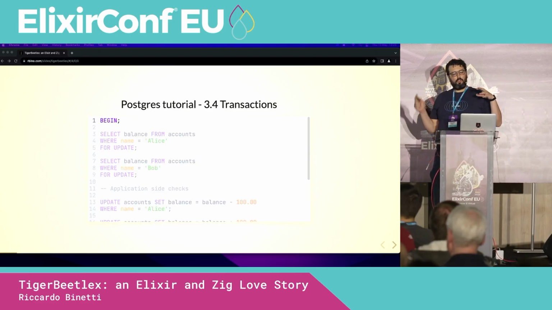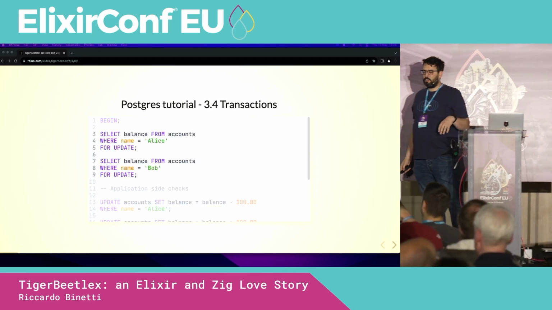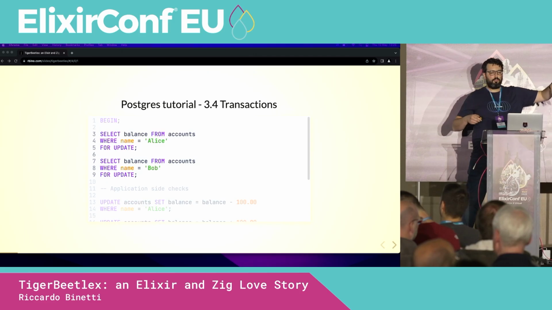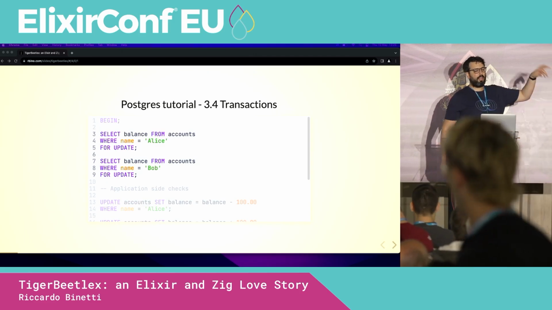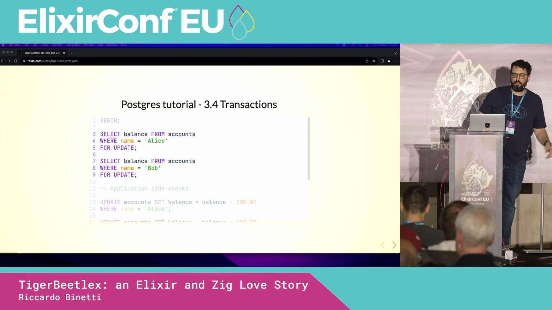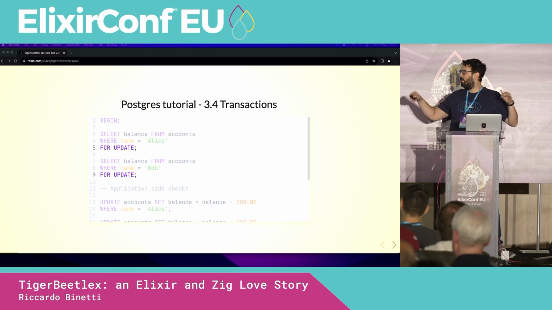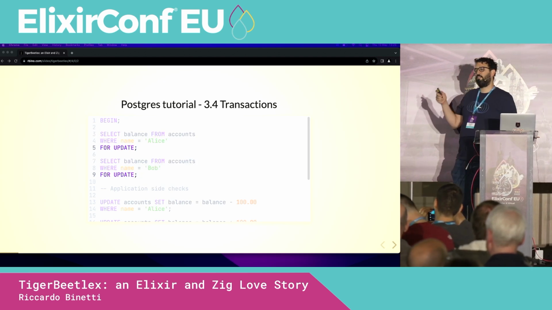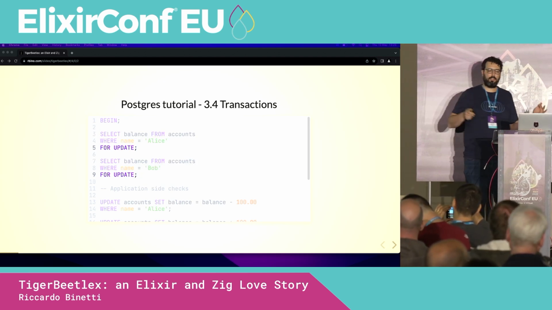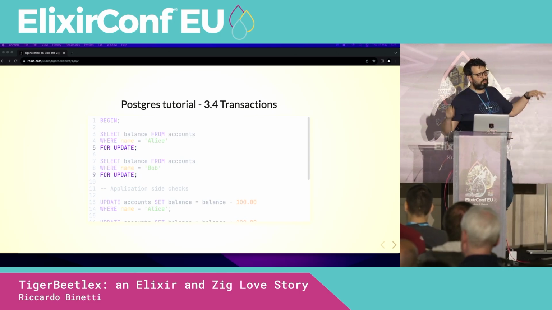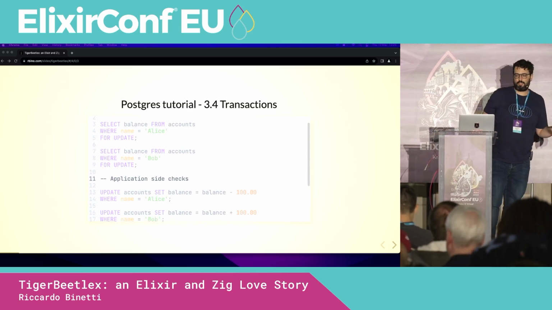So your application begins the transaction. Then you have to read from the database. You have to read the balance of Alice and Bob. And notice that you have to lock the database row for them. Otherwise, you can incur lost updates. So you're locking the whole row to do the financial transaction.